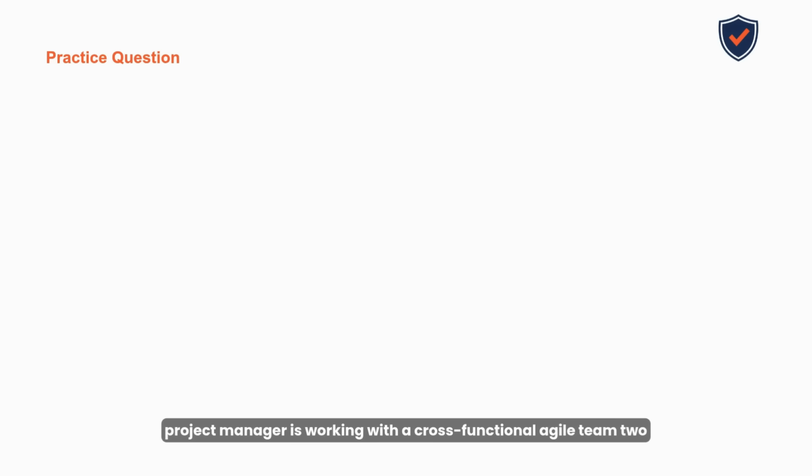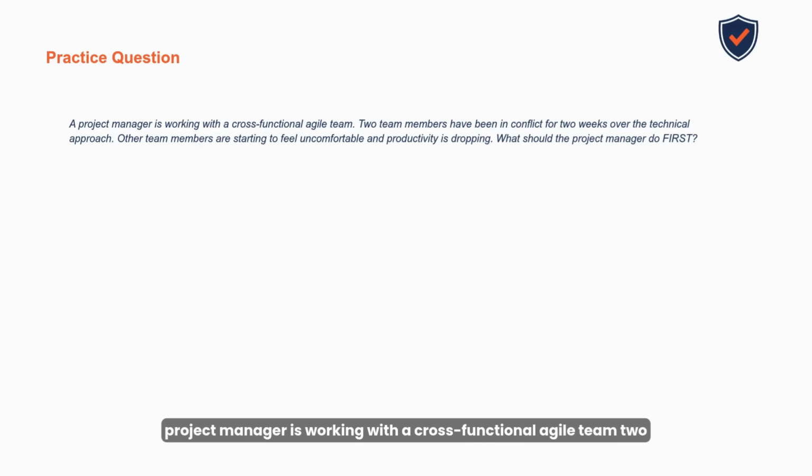Question. A project manager is working with a cross-functional Agile team. Two team members have been in conflict for 2 weeks over the technical approach. Other team members are starting to feel uncomfortable and productivity is dropping. What should the project manager do first?